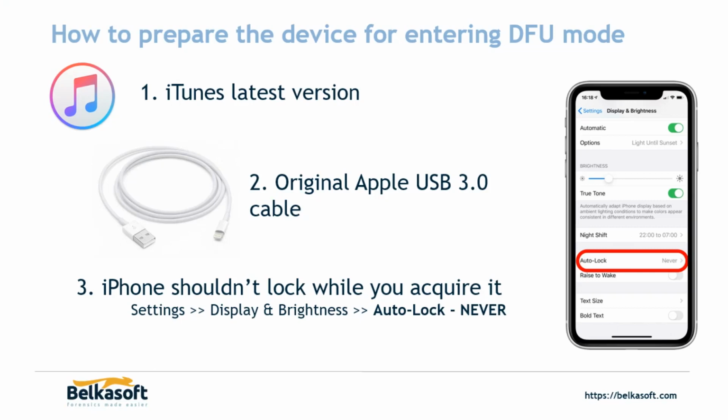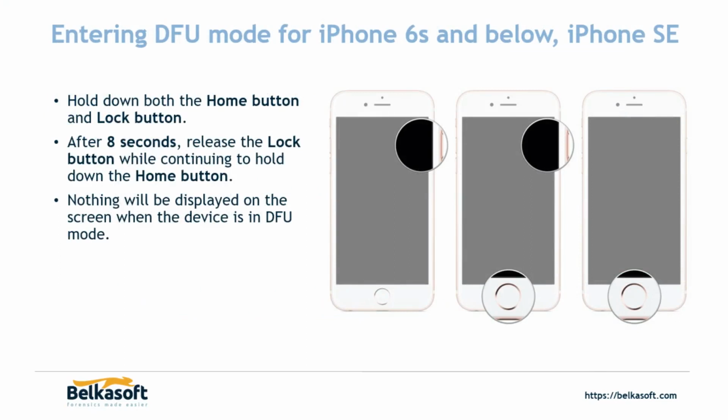Now let's find out how the DFU mode is entered for various iPhone models. The sequence of actions to enter the DFU mode for iPhone 6s and some lower models includes interaction with 2 buttons, the Lock button and the Home button. First, you hold down both the Home button and the Lock button. After 8 seconds, release the Lock button while continuing to hold down the Home button. When in the DFU mode, the screen turns black.